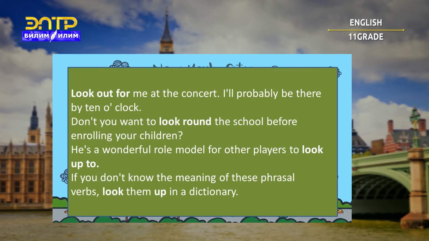Don't you want to look round the school before enrolling your children? He's a wonderful role model for other players to look up to. If you don't know the meaning of these phrasal verbs, look them up in a dictionary.